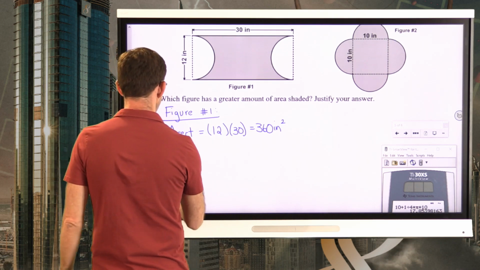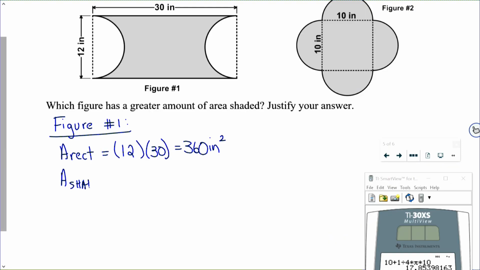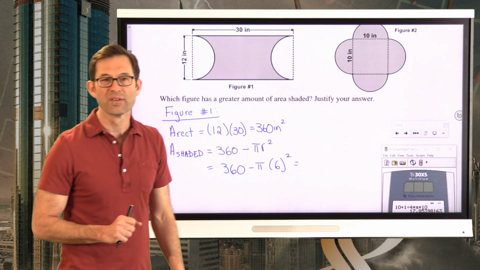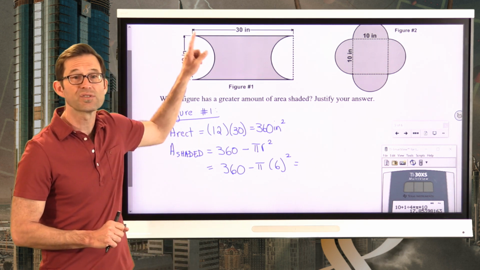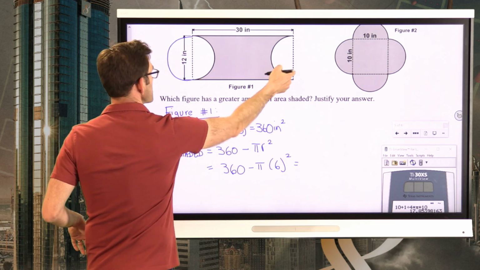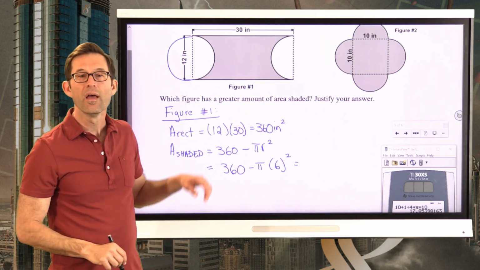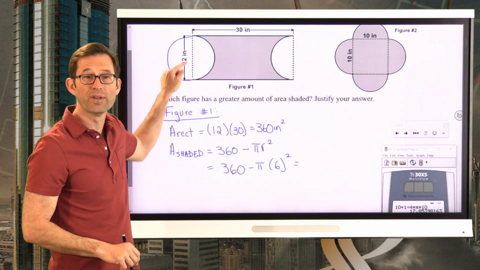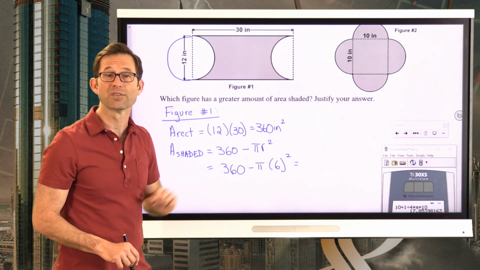So I'm going to say my area shaded is equal to that 360 square inches minus pi r squared, right? That's my area of the circle. Now, what is r? Well, in this case, r is 6 inches, right? And again, let's back up and talk about this a little bit. It's very important for you to look at this circle, and imagine I just moved that other part of the circle over here. So I just kind of bopped it over there, right? This circle has a diameter that's 12 inches, which means its radius must be 6 inches.